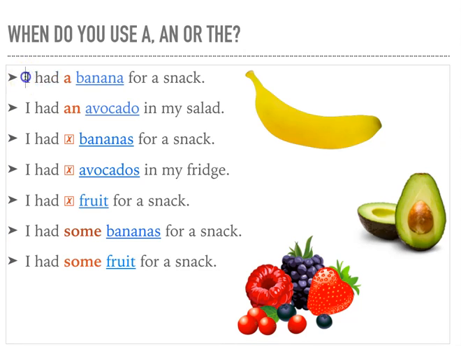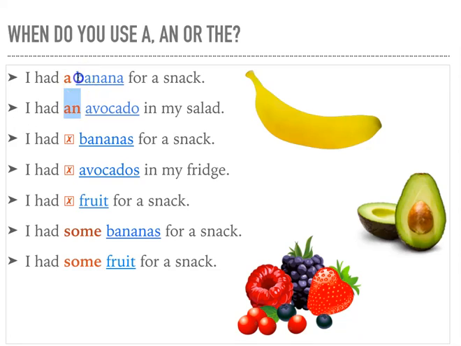The first statement here reads, I had a banana for a snack. The second statement reads, I had an avocado in my salad. Well, if we look at these two nouns, banana and avocado, it's very important to look at the starting letter for both of these words. When you use the article a, it always is followed by a noun that starts with a consonant letter. However, when you have a noun that starts with a vowel, and vowels are a, e, i, o, u, then we actually use the article an.